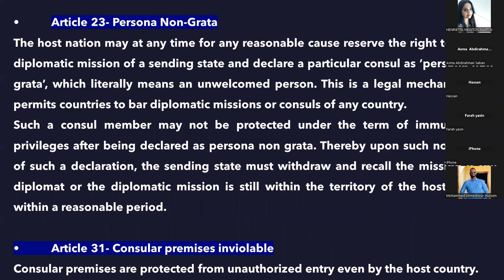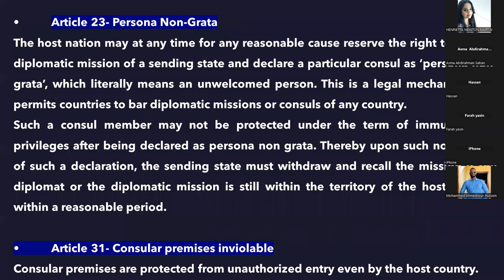So naturally, immunity and privileges which were granted to him earlier are now suspended. That means he may be arrested. He may be called to present himself in the court. So to avoid such unpalatable situations, the sending state has to immediately withdraw or recall the mission or even this diplomat from that particular country and call him back to their own country as fast as possible. That is, from the territory of the host country. So if he's still there in the territory of the host country, they should, within a reasonable period, immediately recall the mission or withdraw him from that particular territory and bring him back to his country.